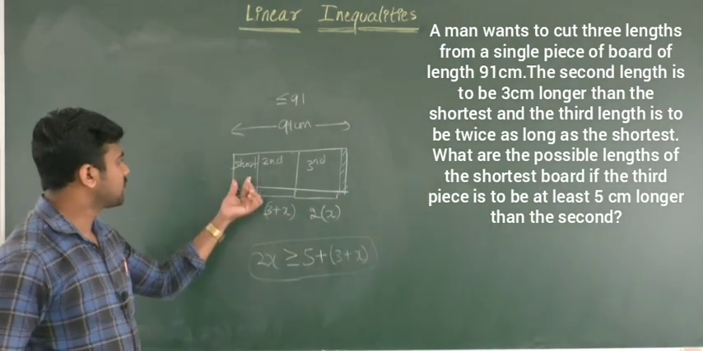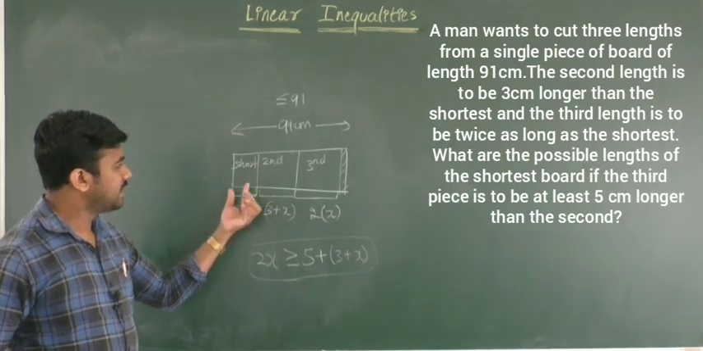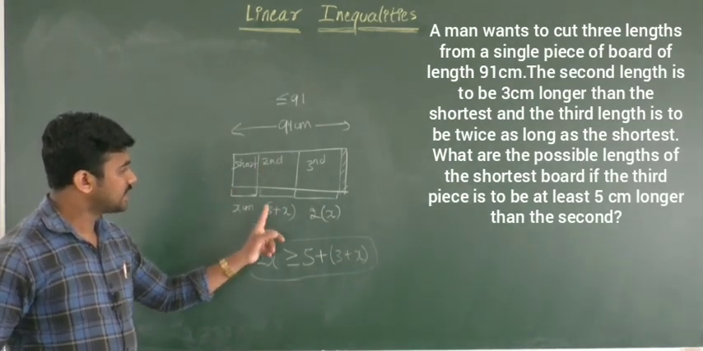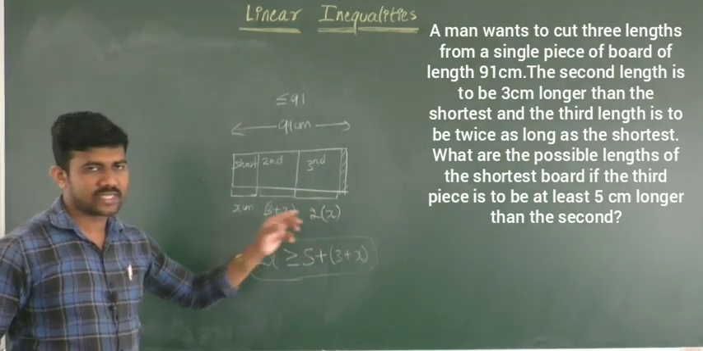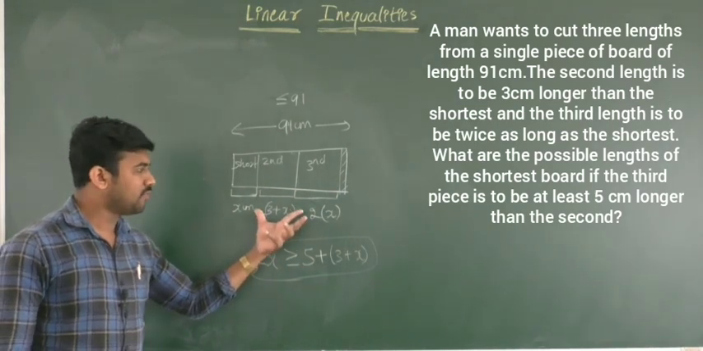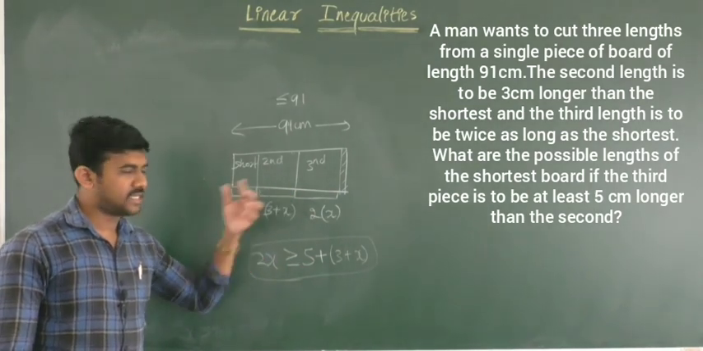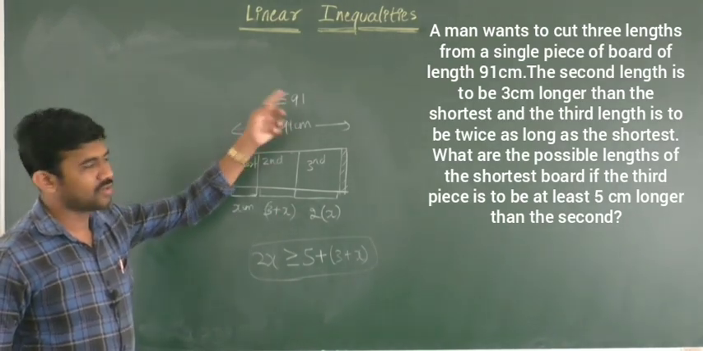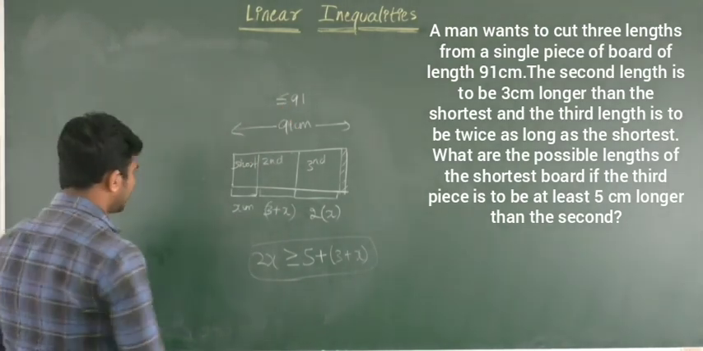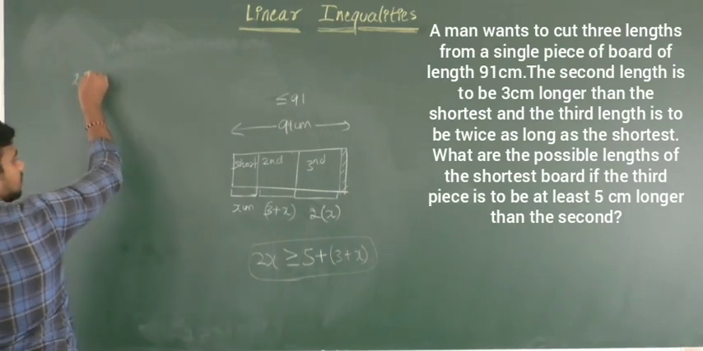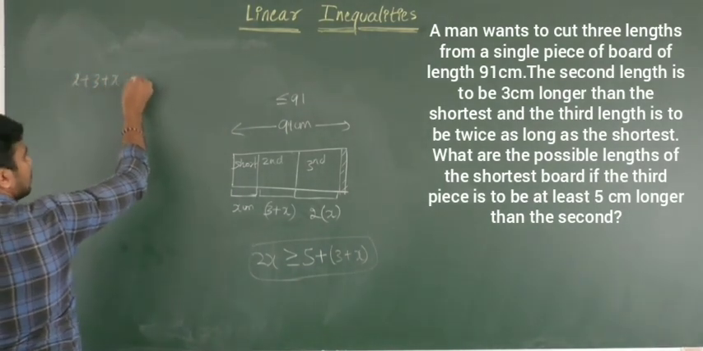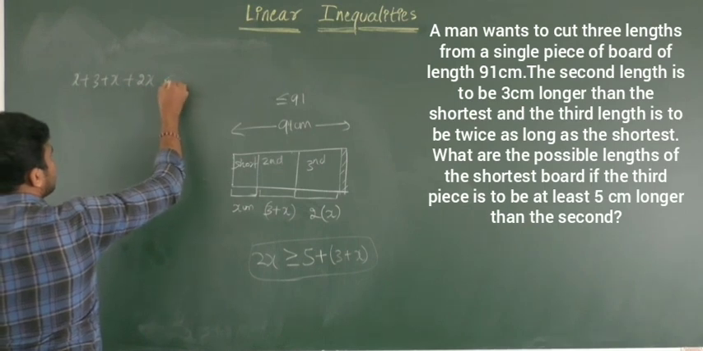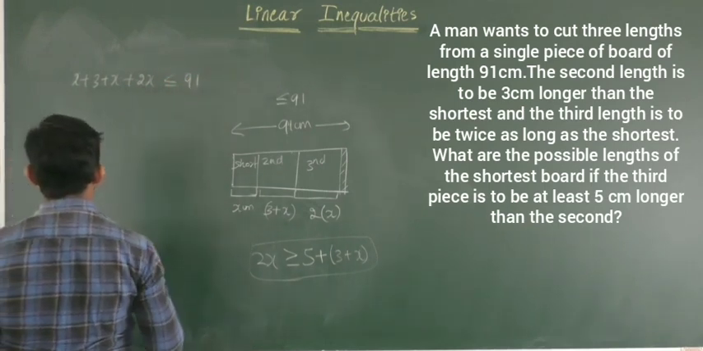If you consider x to be the length of the shortest side, then the second side will be 3 plus x, the third side is 2x, and we know the sum of the length of each piece is less than or equal to 91 centimeter. Okay, that is nothing but x plus 3 plus x plus 2x is less than or equal to 91.